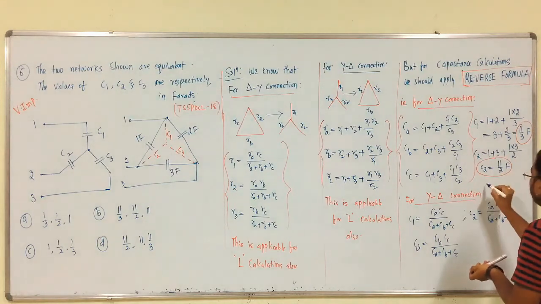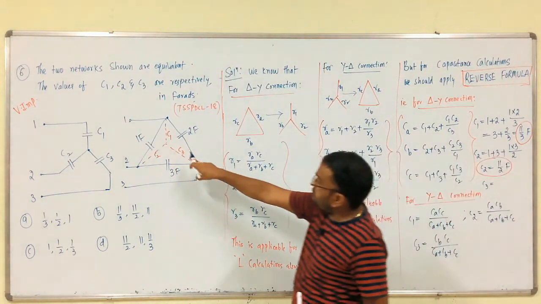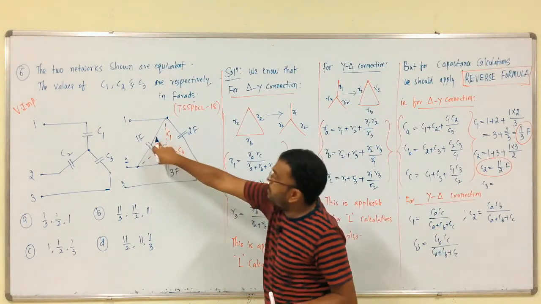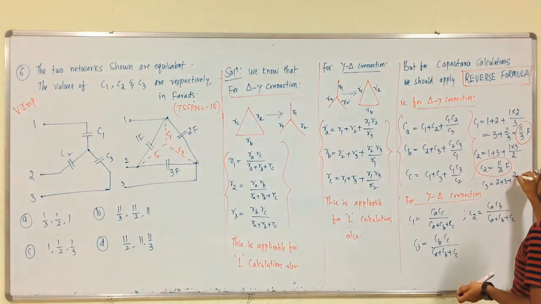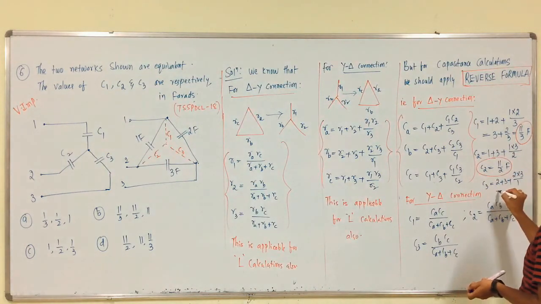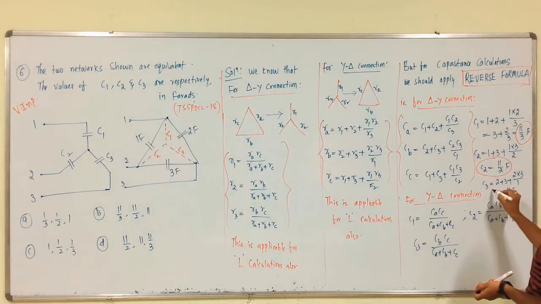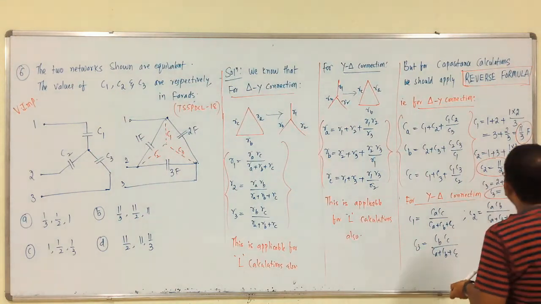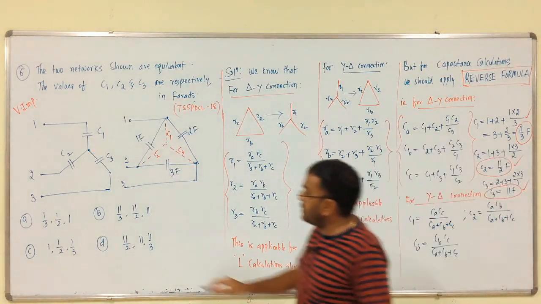Like that, C3 is equal to what? C3 is present between 2 and 3, that is 2 plus 3 plus 2 into 3 by 1, which is equal to what? 2 plus 3, 5 plus 6, 11 farad, which is equal to C3. So, from this C1 is 11 by 3, C2 is 11 by 2, C3 is 11 farad. See, option B is correct.